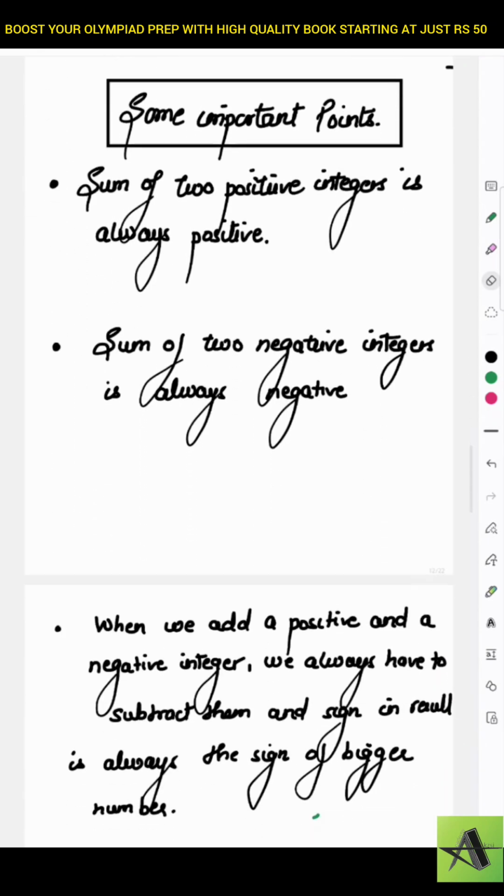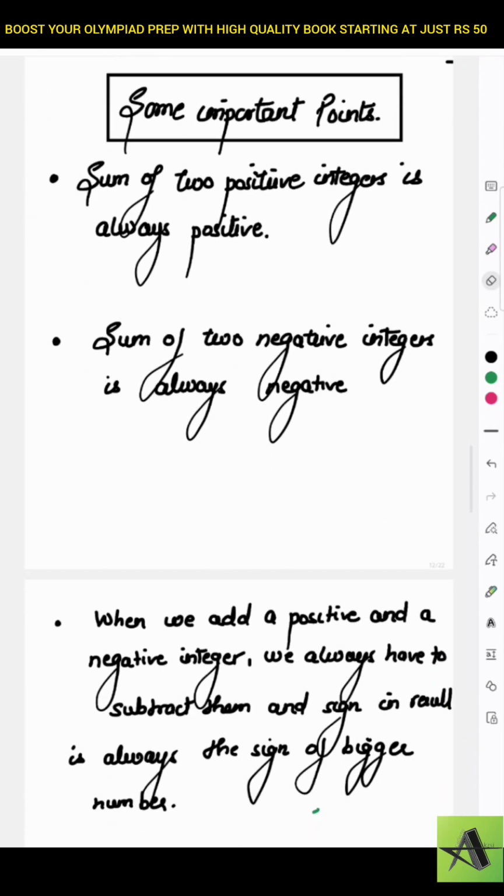Now there are some important points. These points are related to the one that we have done, this subtraction and addition of integers. So first says the sum of two positive integers is always positive. We have already studied that. Say for example, if I'm adding 2 and 3, so 2 plus 3 will give me 5. 5 plus 9 will give me 14. So you can clearly see the sum of two positive integers is positive.